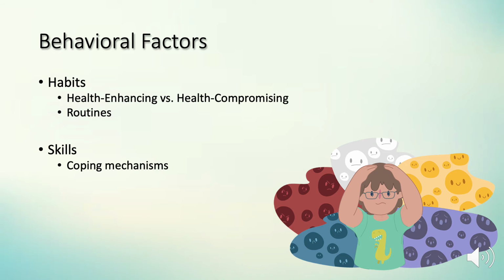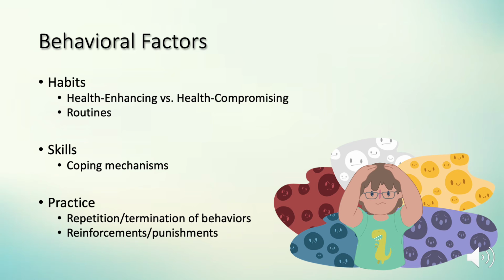In order to obtain a behavioral skill, one must know the significance of the behavior and know how to perform the behavior. Coping mechanisms are an excellent example of behavioral skills that can take time to learn. The practice of behaviors is also an important factor to consider. The repetition or termination of certain behaviors can be both positive and negative. Additionally, reinforcements and punishments can also influence our behavioral practices.